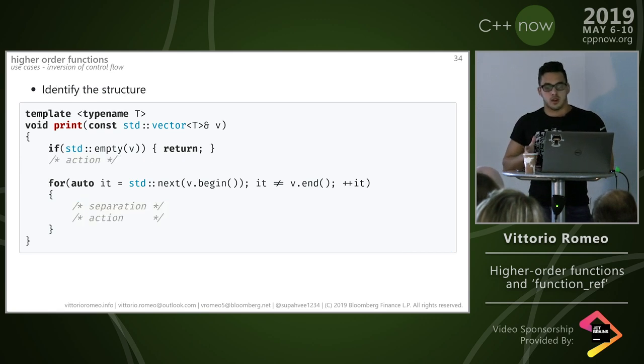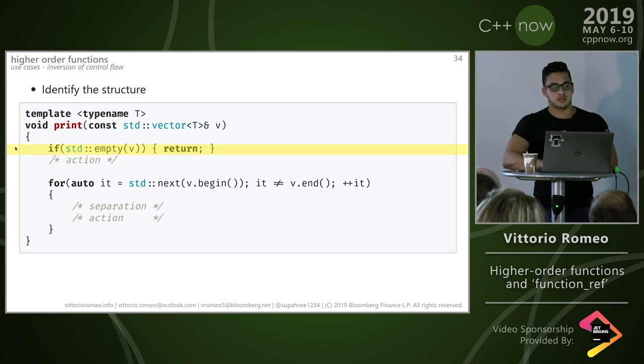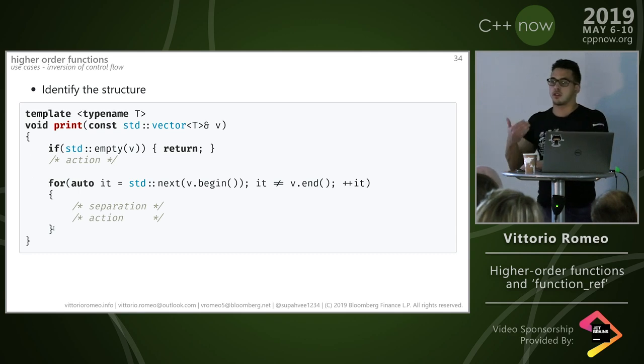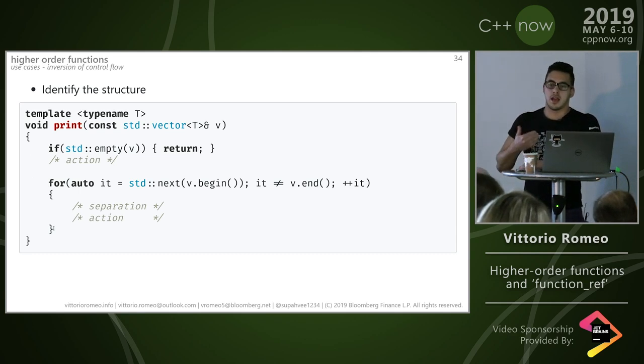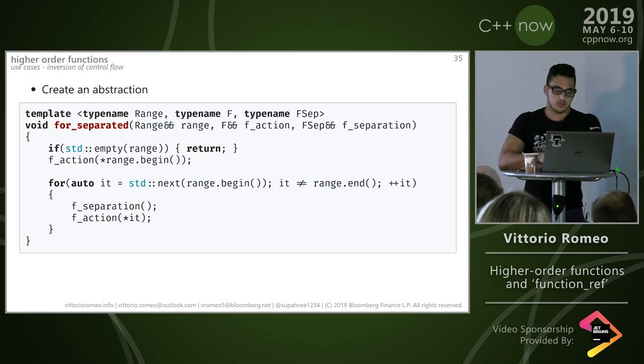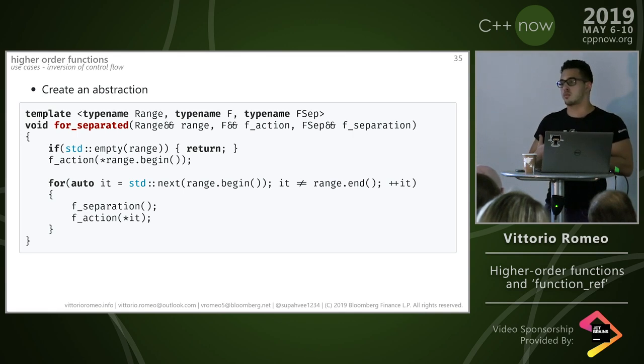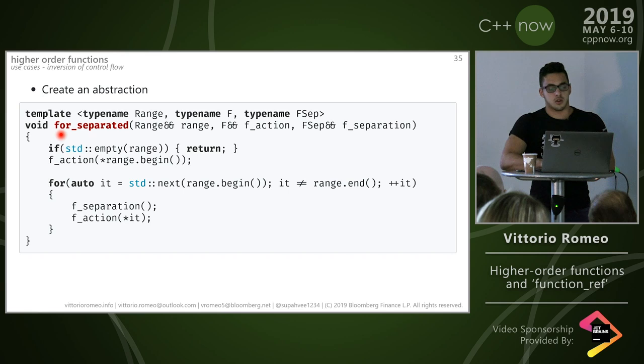Now, what I like to do when I see this kind of algorithm is, okay, let's make it generic. So I like to identify the structure, and I can see that I have basically the empty check, then my action, then the loop from the second element to the end, then my separation action, and then my action again. So I have these two elements, which are good customization points for the user, so that they can choose whatever action or separation they want to have in their code. So once I do that, I can create an abstraction by simply replacing those comments with calls to user-provided actions. So in this case, I call this algorithm for_separated. It's not the best name, but at least it gives you the idea of iteration and adding separators between elements.